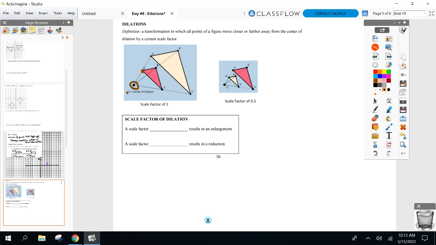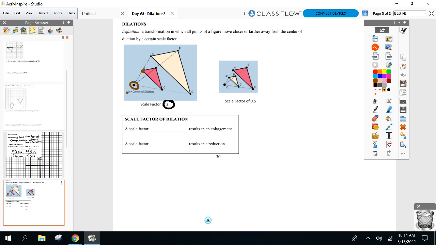So real quickly, by how much they get further away or closer is called the scale factor. Everyone see, did my triangle get bigger or smaller than the first one? Bigger. Why? Where did all the points go? Further away. So that's why the triangle got bigger. How am I going to tell just by the scale factor whether it's going to be a bigger figure or a smaller one? Well, this was a scale factor of 2, and it got bigger.